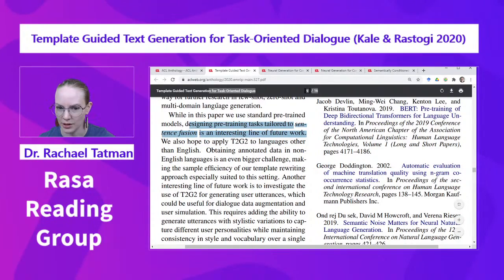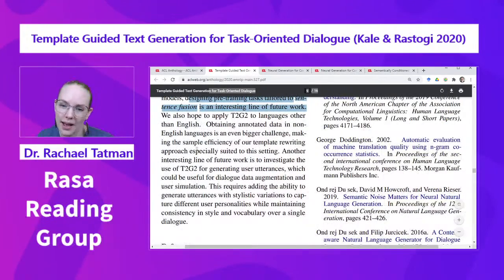We also hope to apply T2G2 to languages other than English. Good to hear. Obtaining annotated data in non-English languages is an even bigger challenge, making the sample efficiency of our template rewriting approach especially suited to this setting. Okay, yeah, I'd say that's right. And I definitely like the study on sample efficiency. I'd also love to see that more in other papers, so solid.